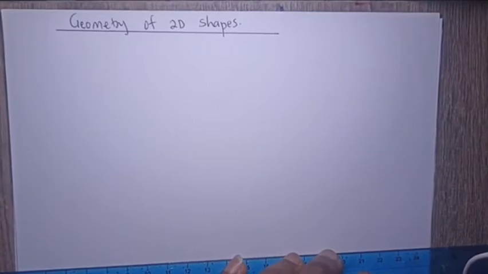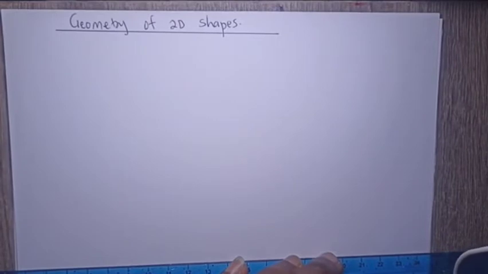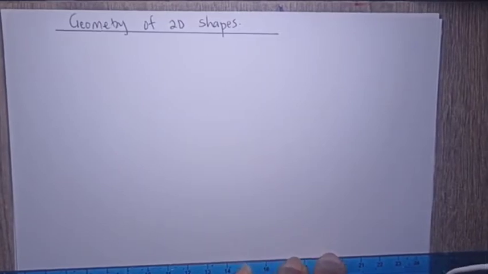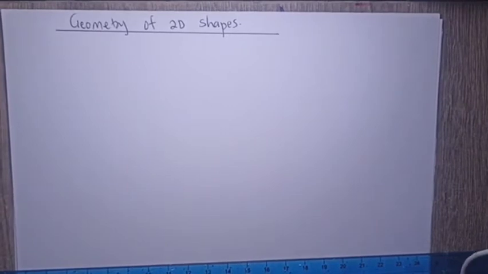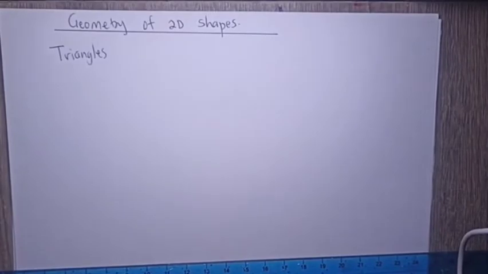We are continuing with our favorite topic, geometry of 2D shapes. Last time we did geometry of straight lines, of parallel lines, and how to calculate angles. If you did not watch that video, please watch it. So we're continuing with our section. Today we'll be dealing with 2D shapes, which means two-dimensional shapes. We'll be studying a very interesting shape, a triangle.